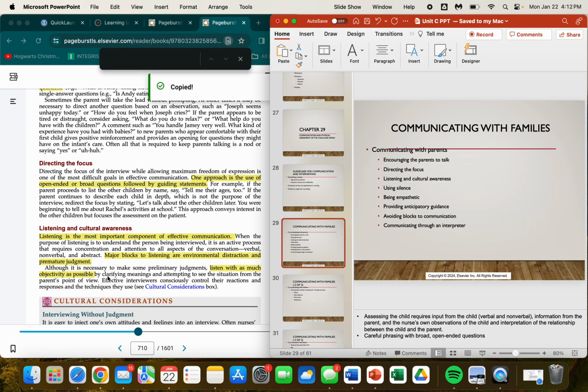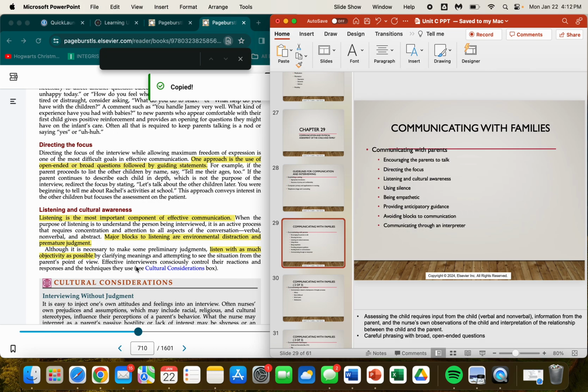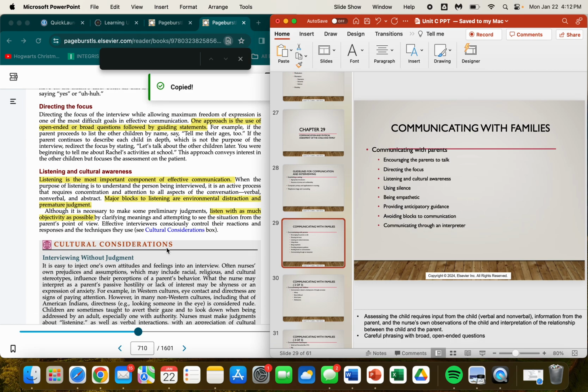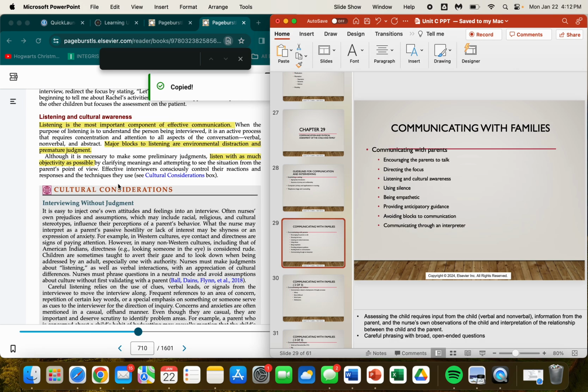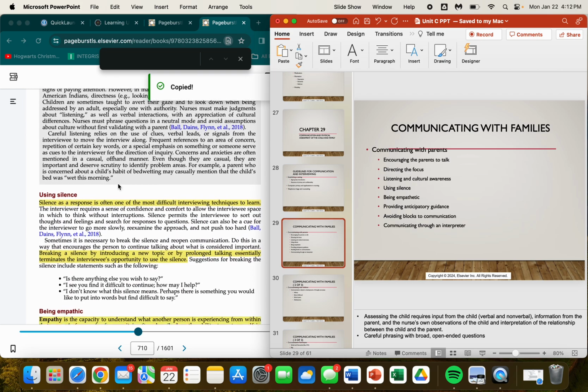Again, we want to use guiding statements. People can get very off topic when we're talking about an interview, but use those guiding statements to help keep them on topic, right? Obviously, listening is the most important and effective part of the interview to get the information you need. Your book talks about big blocks to listening, which include distractions and premature judgment. We don't want to assume something ahead of time. Let them talk. Listen with as much objectivity as possible.